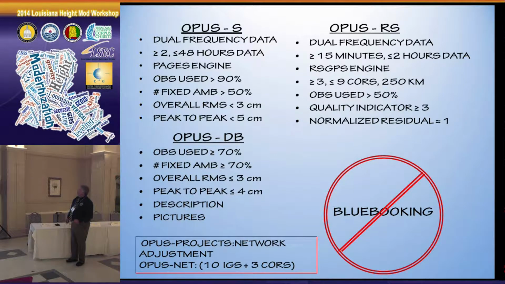Then OPUS rapid static, a different program entirely. 15 minutes to 2 hours. You use half the observations, not 90%. There's a quality indicator, there's a normalized residual.